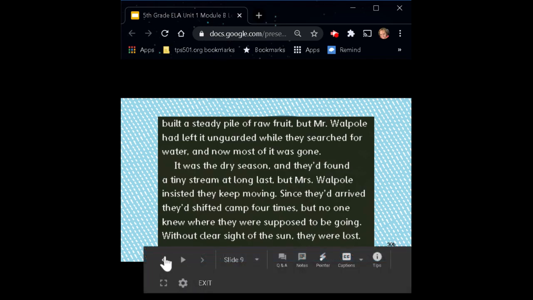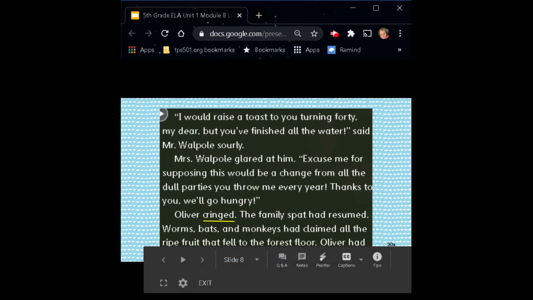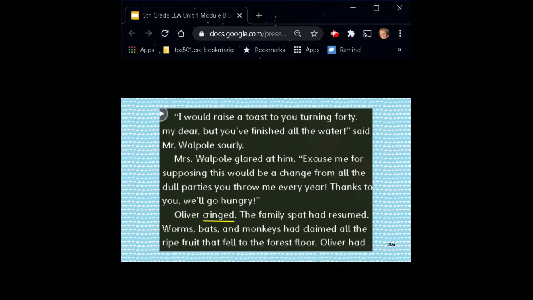I want to go back to the text. I have some questions for you. According to the text, what is the special day? It's day 15, but what is special about this day for Mrs. Walpole? And where in the text supports your answer?